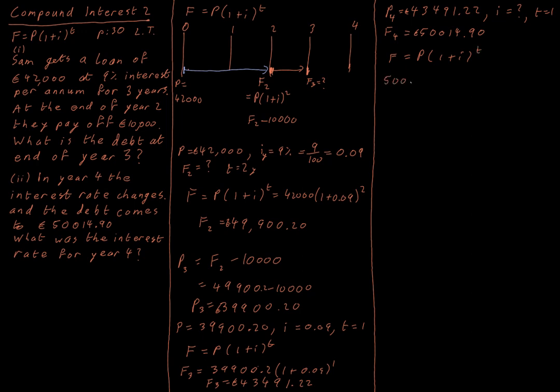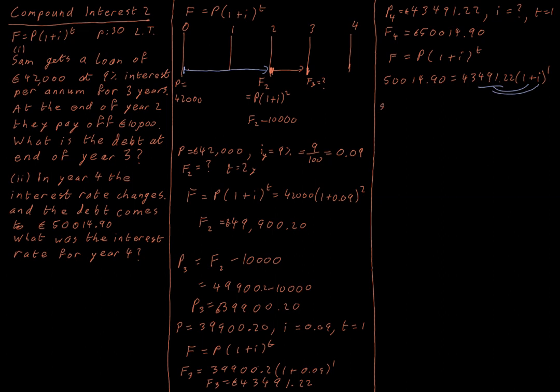So 50,014.90 is equal to 43,491.22 on 1 plus I to the power of 1, because t is 1. Multiply out the bracket. Multiply this by each thing inside. This is just a power of 1, so if this was a power of 2, we'd have to take square roots of things, but this is just a power of 1 for now. So we're just able to multiply out the bracket as normal, so any bracket that doesn't have a power in it is to the power of 1. So this power of 1 doesn't really have much of an effect.